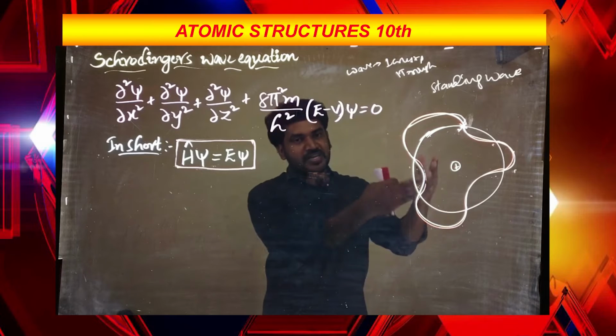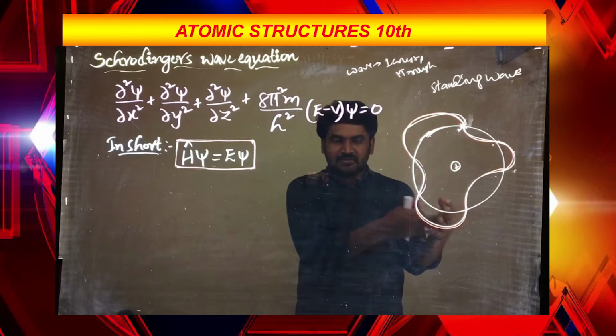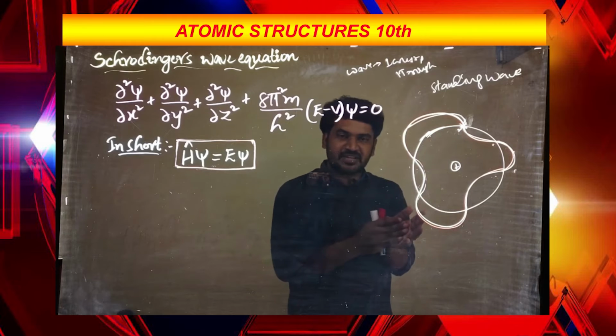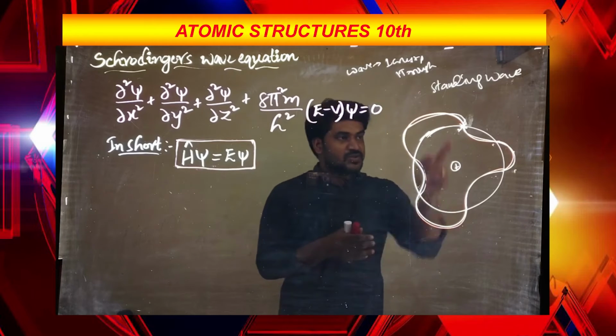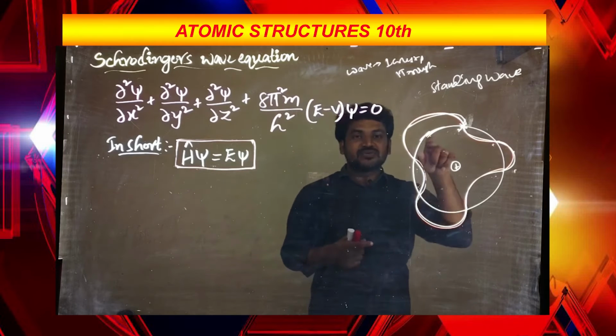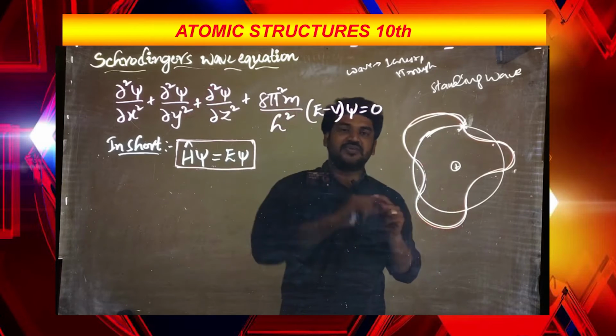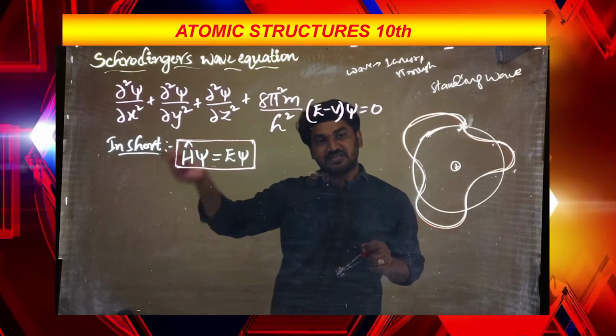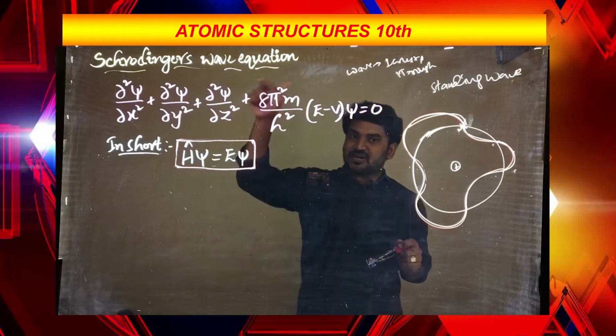That means you can find the energy of the wave by the formula E is equal to h mu. We can find the energy of a wavelength. Here three waves are there, so you can find the energy. So energy is quantized in Schrodinger's wave equation. In no other theory is energy quantized, but here energy is quantized.